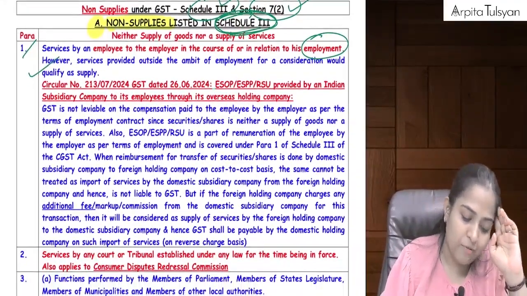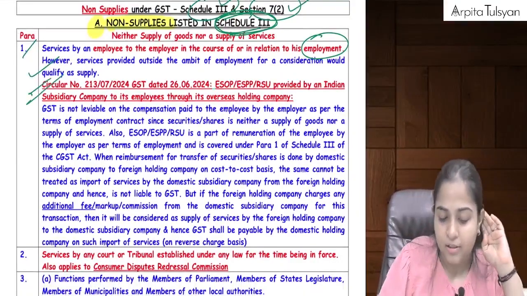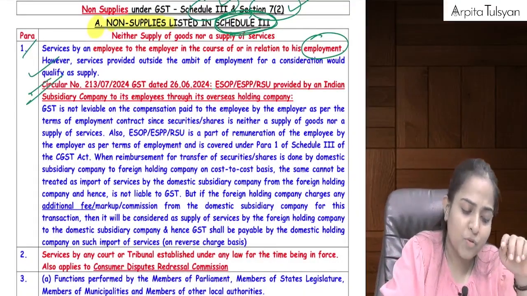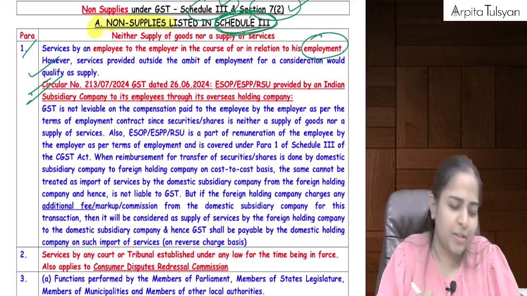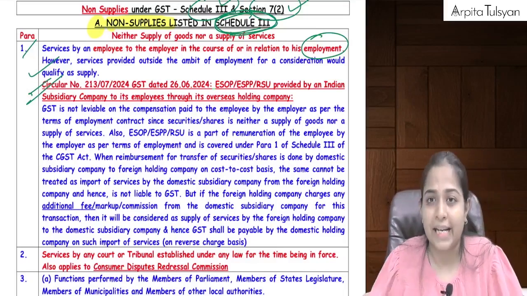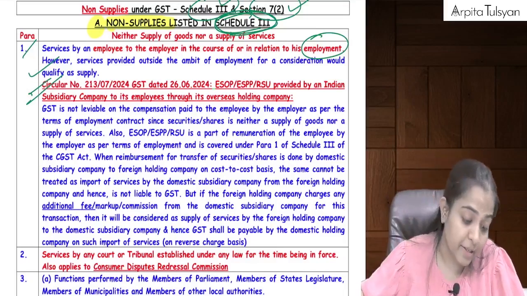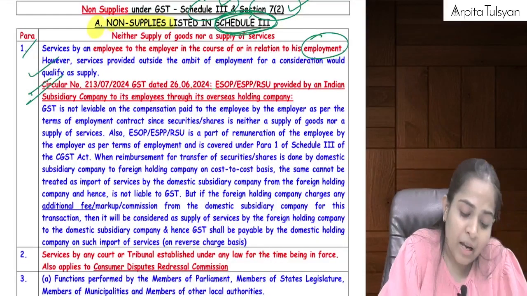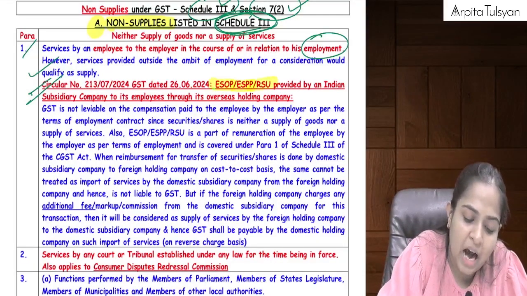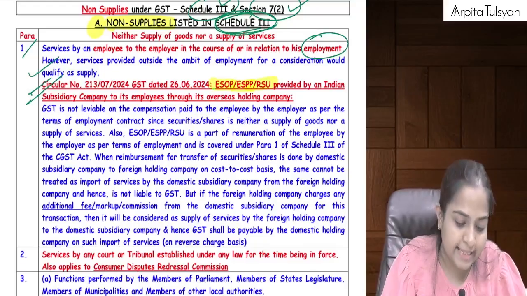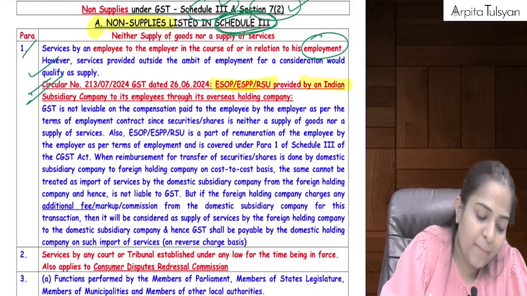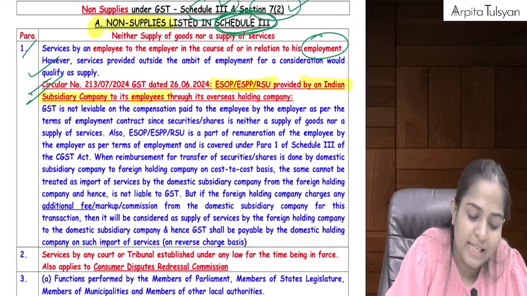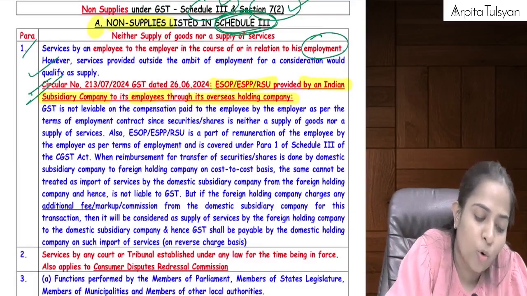Now see what they are telling. There was one circular which was given here. I think this was also tested in the exam, or it was there in the RTP, MTP, I don't remember exactly, but recently this question was asked. Now here they are talking about ESOPs, ESPP, RSUs, that is, the stock options, etc., if this is provided by an Indian subsidiary company to its employees through its overseas holding company.